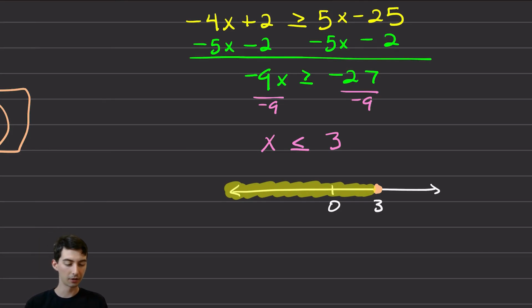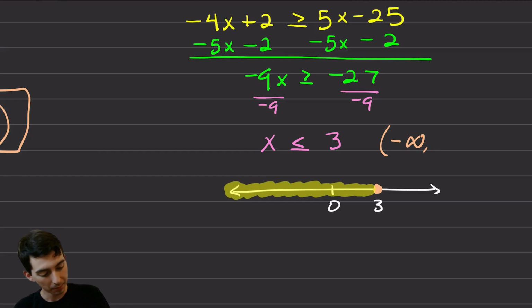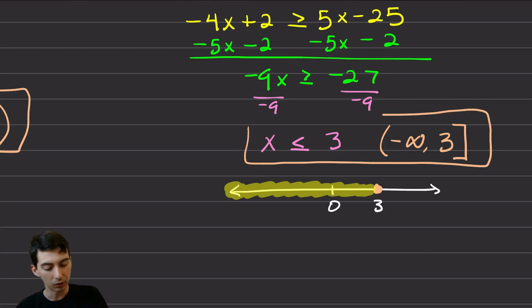And to write this in interval notation, like we have been, we're going to start by going left to negative infinity, right? We're doing all the numbers to the left of 3. And we stop at 3. And since we are including 3 in my solution set, I'm going to do the bracket around 3 like that. So here's my answer written in 2 different notations.